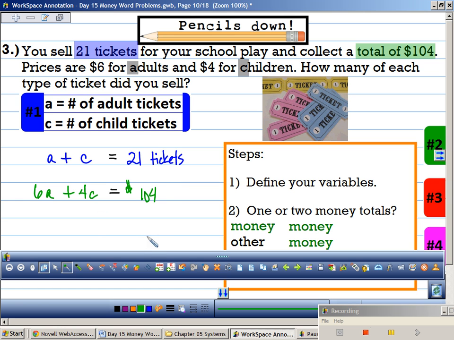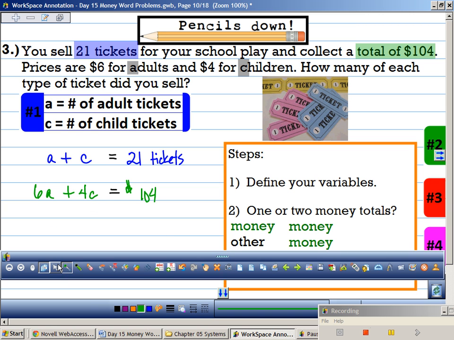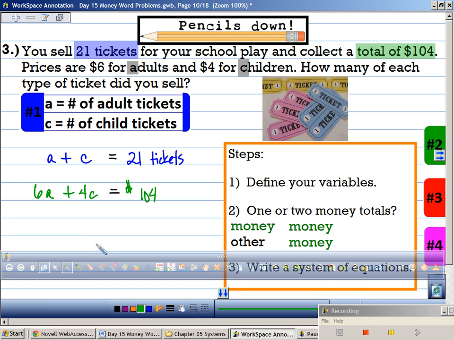How could I solve this? There's a few different ways to solve this one. What do you guys see? I've got 6a, a, 4c, c. You could multiply by -6. What else could you do? Multiply by -4. What else could you do? Solve for a. What else could you do? Solve for c. Substitute. Okay.